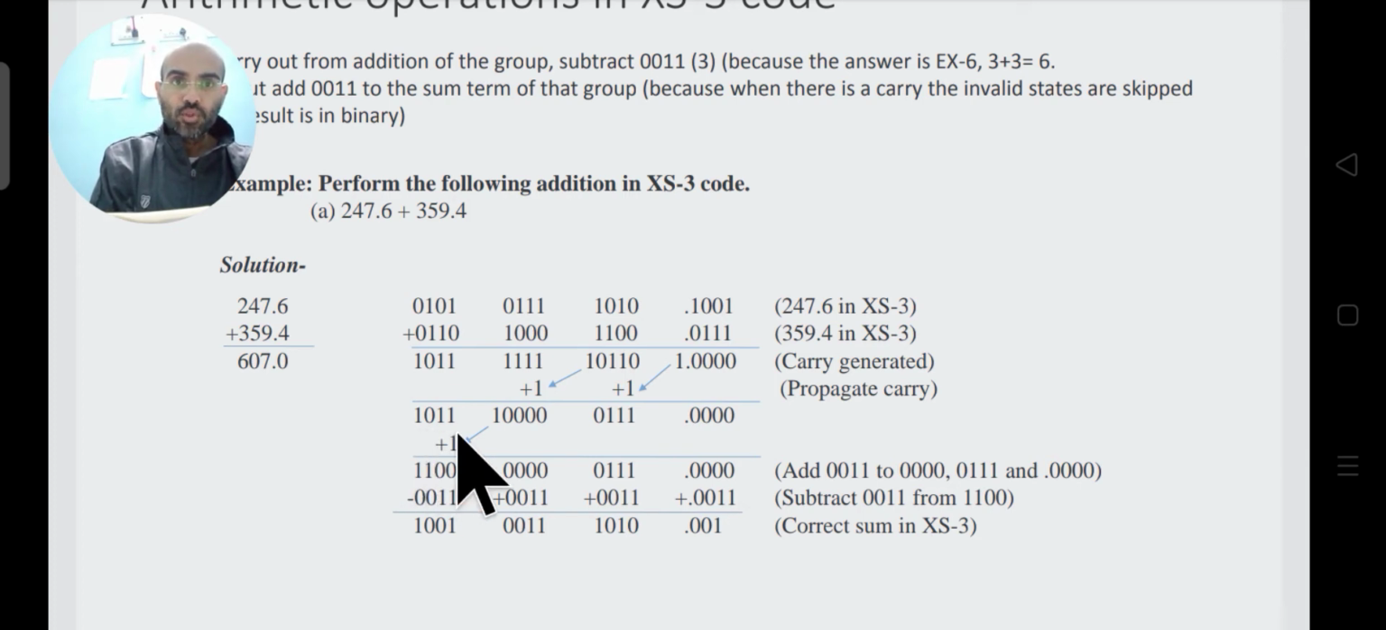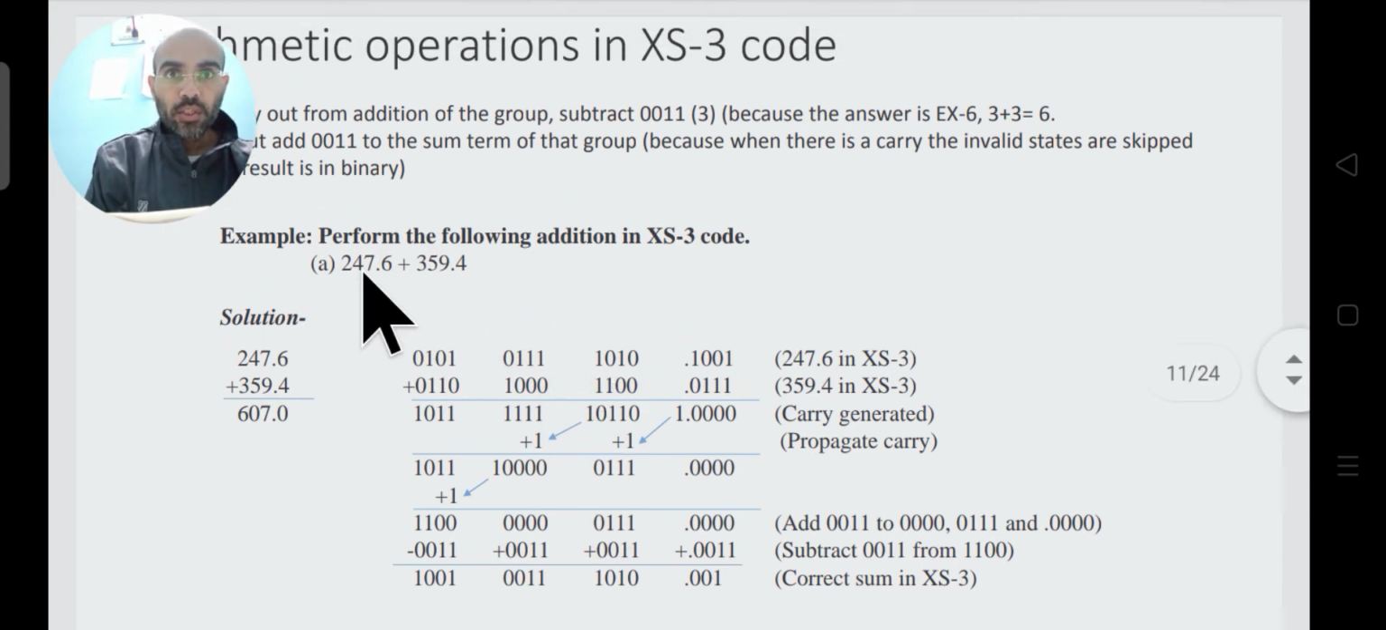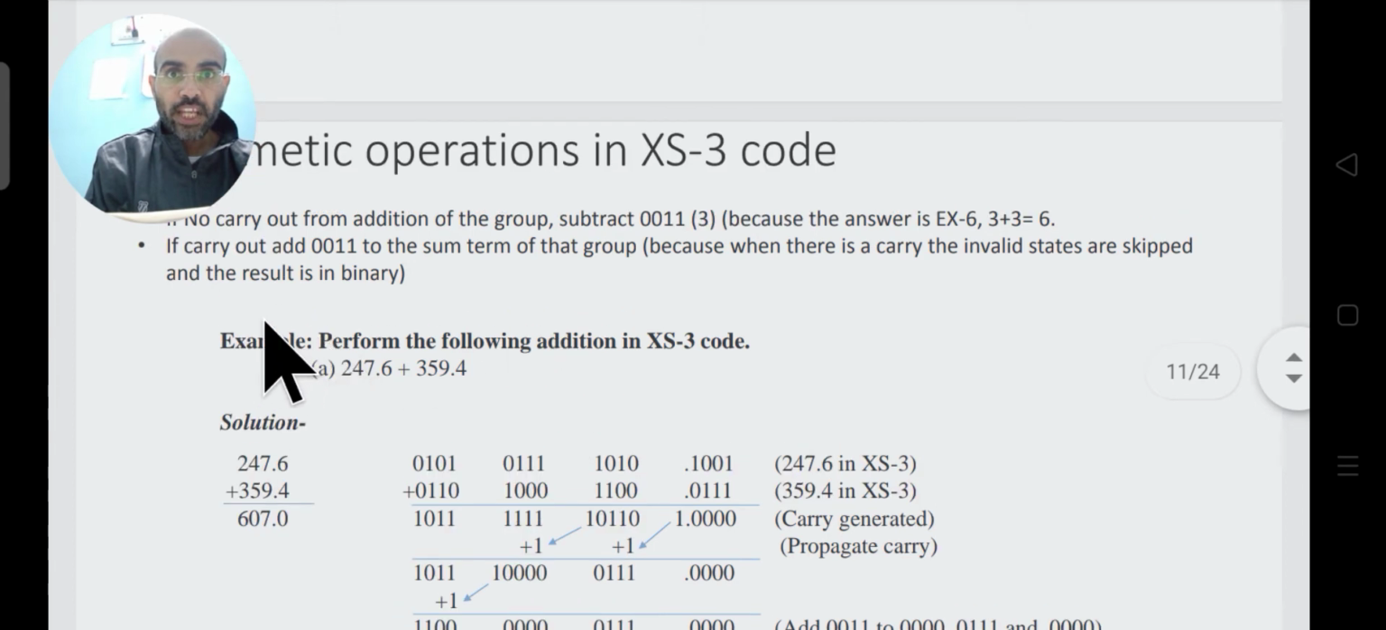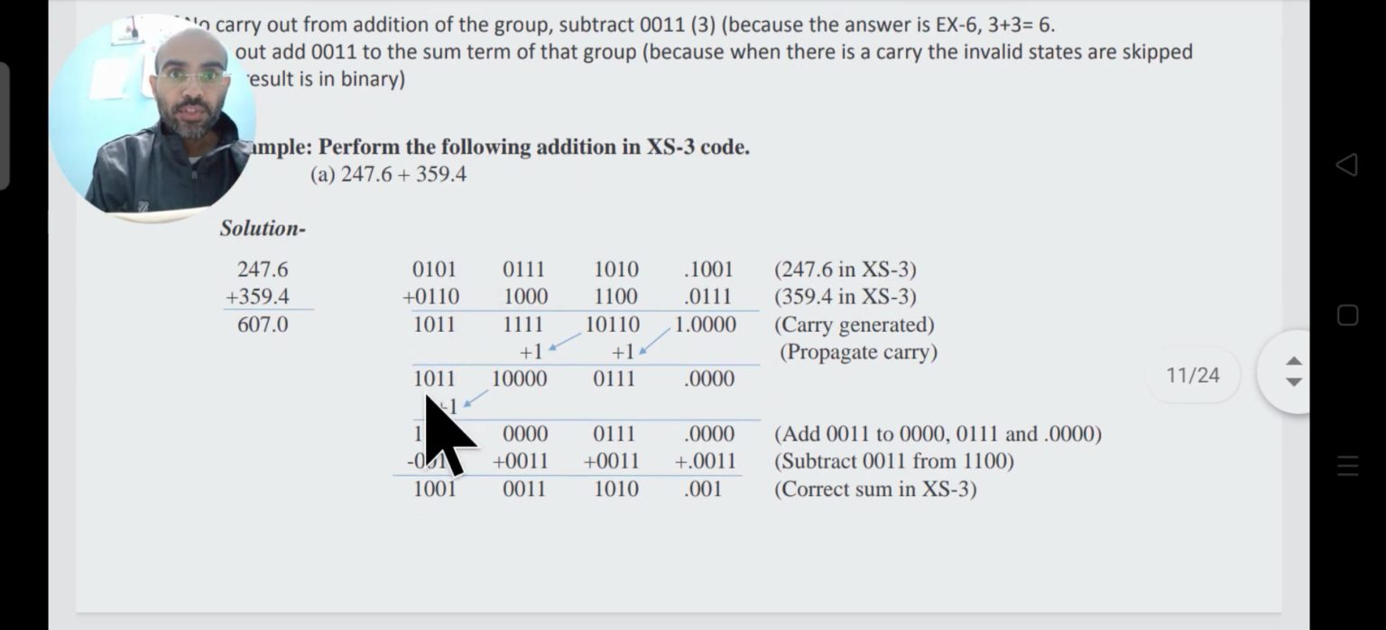1011. So this is our particular thing. Okay, so check the rule. No carry out is generated from this group. So if we perform the addition, no carry out is generated. If no carry out is generated from this particular group, then we have to subtract 3 from it.